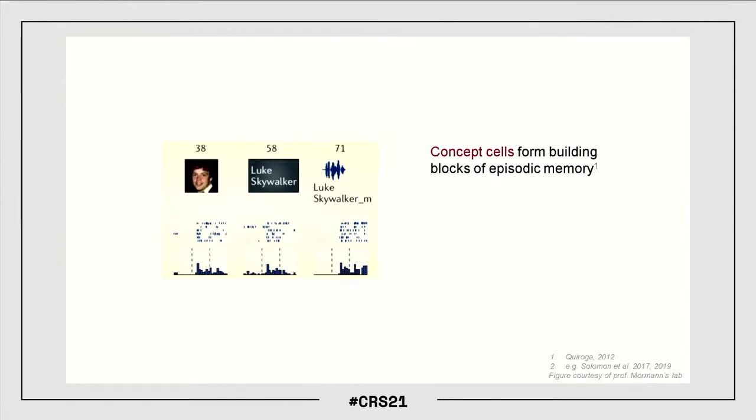First of all, we can find cells like these. The cell pictured here seems to fire strongly when presented with the notion of Luke Skywalker. These kind of cells, termed concept cells, have previously been hypothesized to form the building blocks of episodic memory. At the same time, in these regions, we can find that theta oscillations tend to synchronize during memory tasks. Think about encoding or retrieving information.